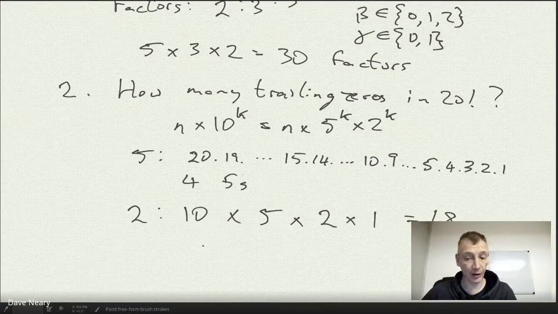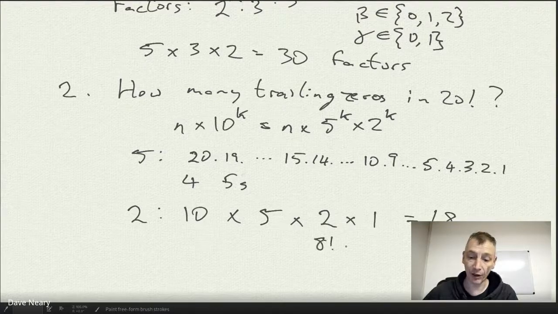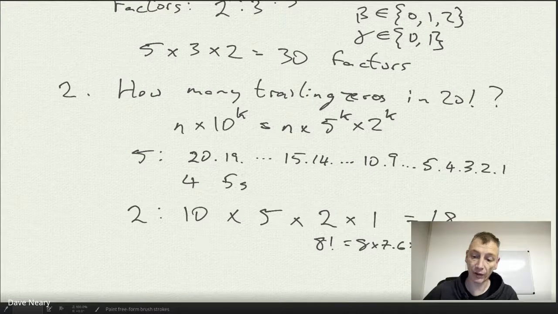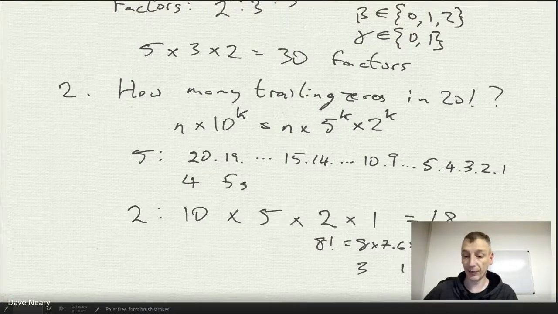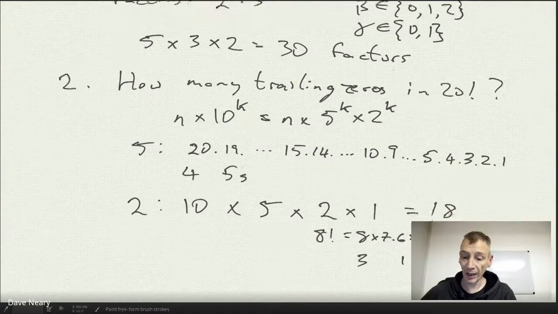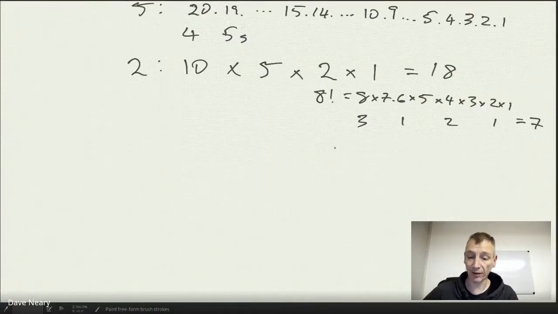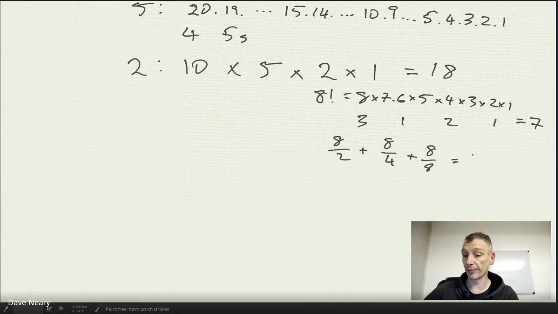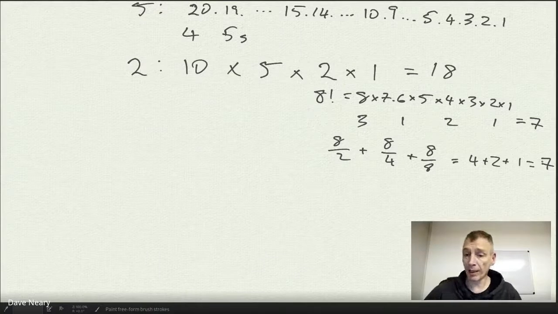And you can figure that out on your own. If we take, for example, 8 factorial, that's equal to 8 times 7 times 6 times 5 times 4 times 3 times 2 times 1. Well, we've got 3 2s here, 1 here, 2 here, 1 here. Gives us 7. And that's the same as 8 divided by 2 plus 8 divided by 4 plus 8 divided by 8. And that's not a coincidence. But we'll come back to that in another episode, right?